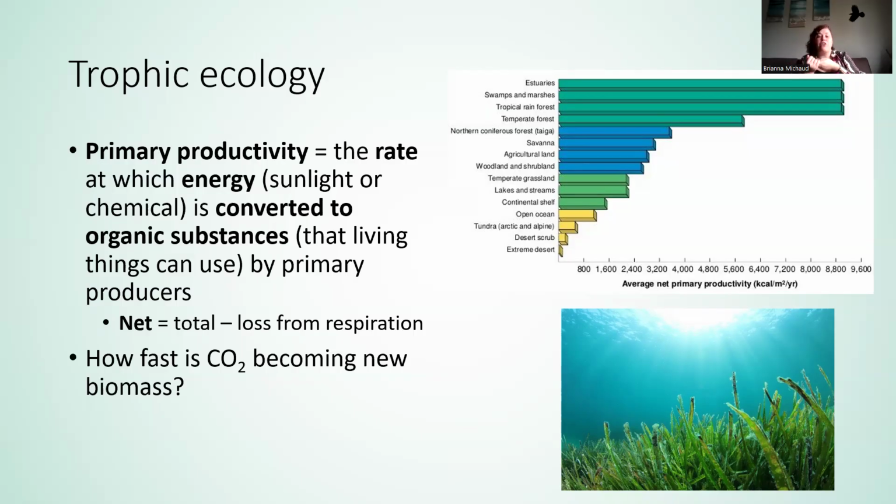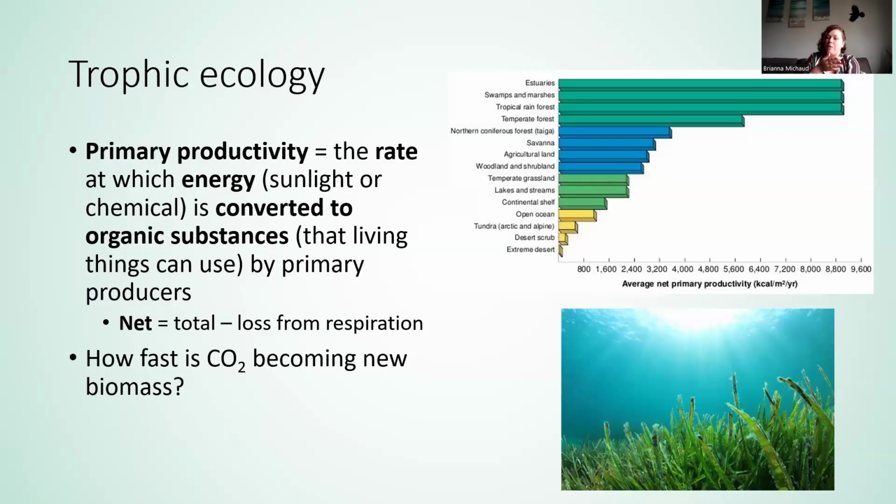Certain environments will have much higher productivity than others. So you can see in this graph right here, for example, estuaries have extremely high primary productivity. They have a lot of photosynthesis happening, a lot of nutrients. So carbon dioxide is becoming new living stuff very fast in that area. Whereas things like deserts have pretty low primary productivity. Carbon dioxide is not becoming new living stuff that fast in those areas. And so importantly, primary productivity is a rate. It's how fast this is happening.